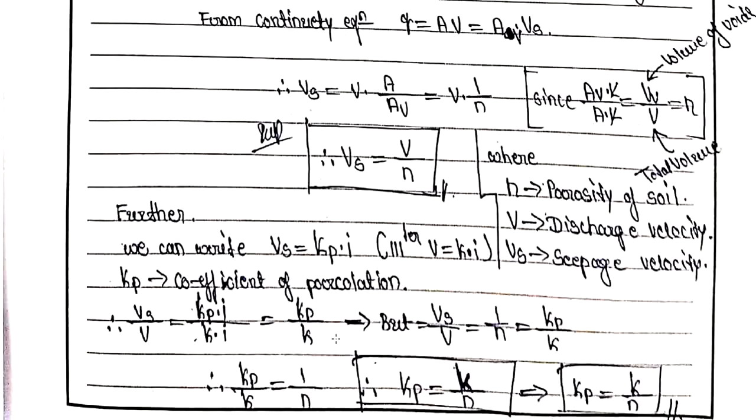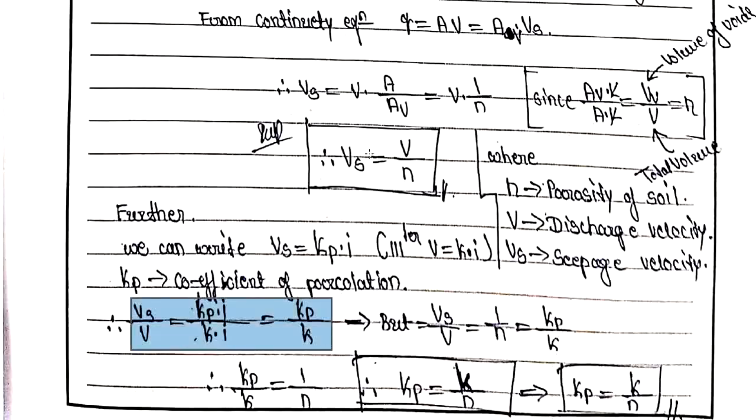But you can see one thing over here. If I take Vs divided by V, if I take this V on this side, I can say that Vs divided by V is equal to 1 by N. So the same thing I have used, Vs divided by V is equal to 1 by N, which is equal to Kp divided by K.